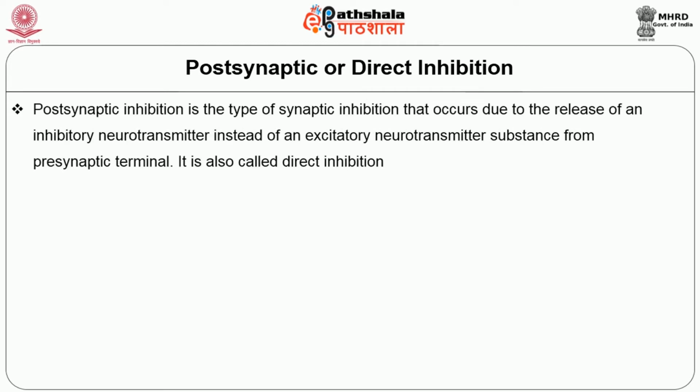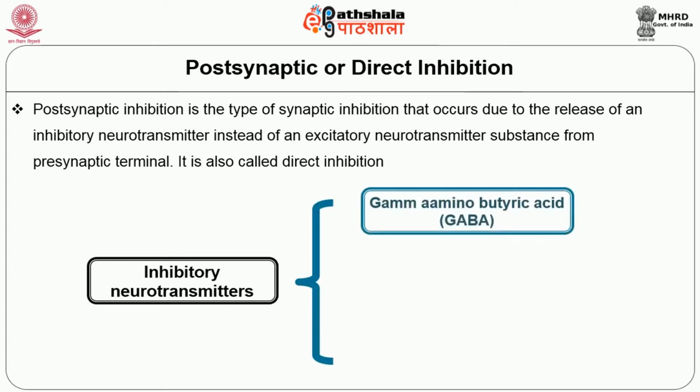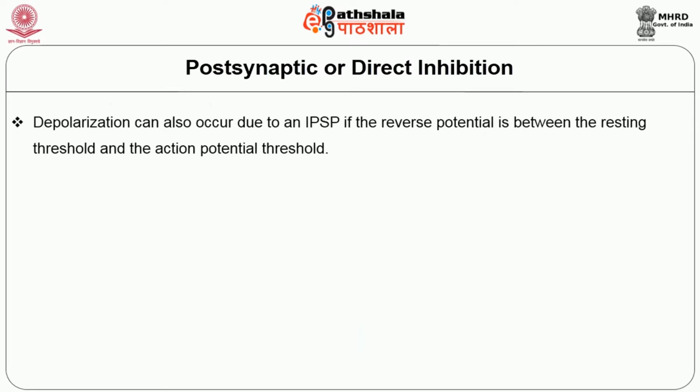It is a type of synaptic inhibition that occurs due to the release of an inhibitory neurotransmitter instead of an excitatory neurotransmitter substance from the presynaptic terminal. It is also called direct inhibition. Inhibitory transmitters are gamma aminobutyric acid, dopamine and glycine. The depolarization can also occur due to an iPSP if the reverse potential is between the resting threshold and the action potential threshold.